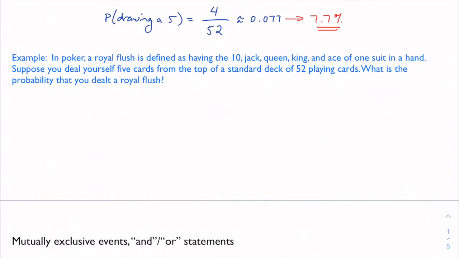So in poker, a royal flush is defined as having 5 cards, the highest 5 cards of rank in the hand. So that'd be the 10, the jack, the queen, the king, and the ace of one suit. The same suit would be implied in a hand. So suppose you have a deck of cards, you deal 5 cards off the top of the deck. Out of your standard 52 card playing deck, what is the probability that you're dealt a royal flush?